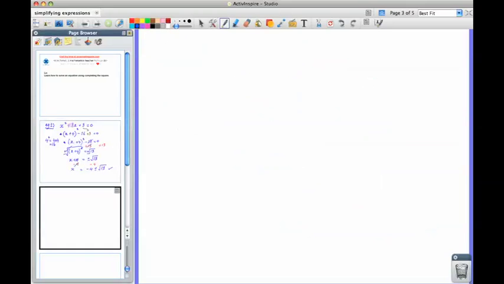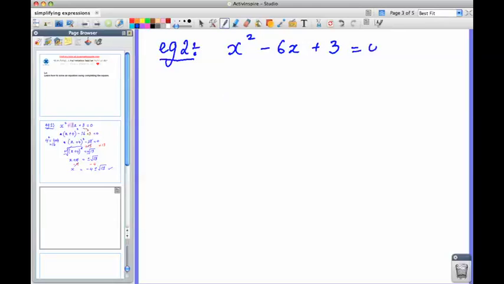Alright, let's take a look at another example very quickly. So that will be example number 2. Let's say I wanted to compute the square for x squared minus 6x plus 3, and I want to solve that and find what x is equal to. First step is to complete the square. So let's complete the square.